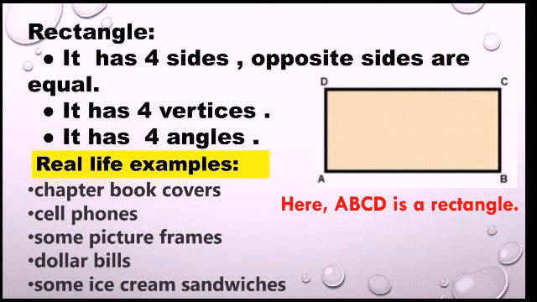Real life examples: chapter book cover, cell phones and some picture frames, dollar bills, some ice cream sandwiches, the shapes which look like a rectangle. That is the real life example of rectangles. So rectangles have a speciality that opposite sides are equal. So it has 4 sides and opposite sides are equal.